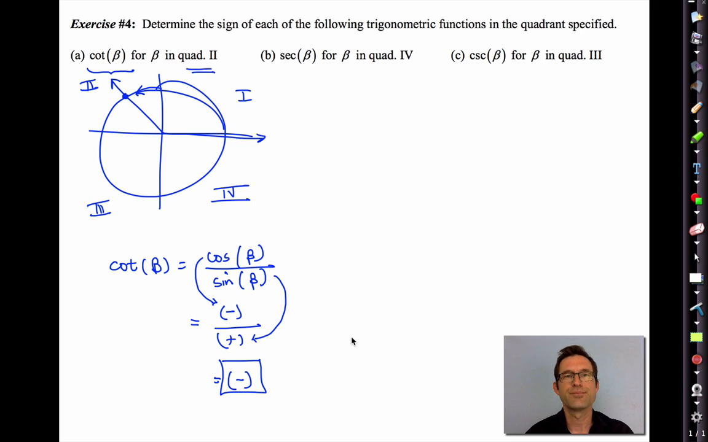Anyway, letter B and letter C ask us about secant and cosecant. Pause the video now and think about these two.